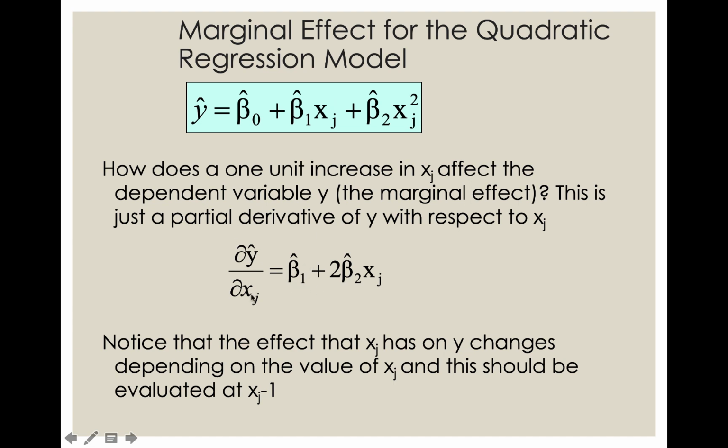If I take this partial with respect to this, I get beta 1 hat plus, and then the 2 comes down, so that's where this 2 comes, to beta 2 hat times xj. In this case, notice that once we have a quadratic or nonlinear relationship, to be able to figure out the marginal effect, it's a function of the variable that we're interested in. And so unlike just fitting a line where the marginal effect is constant, in this case our marginal effect is not constant.